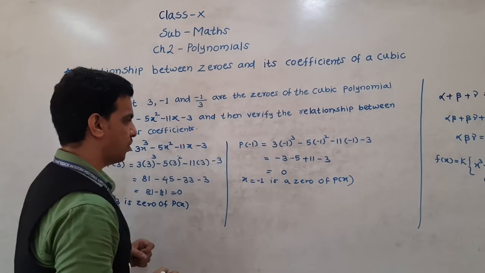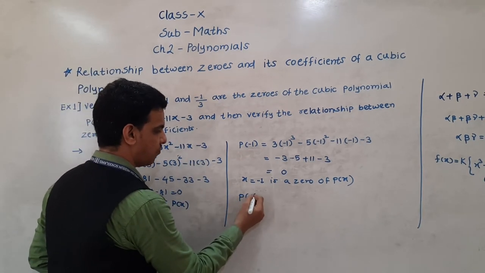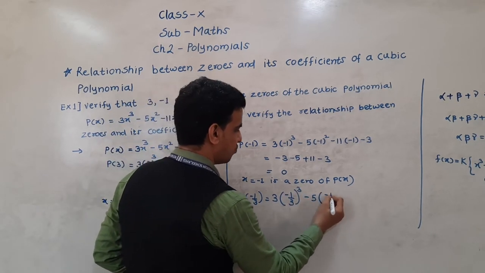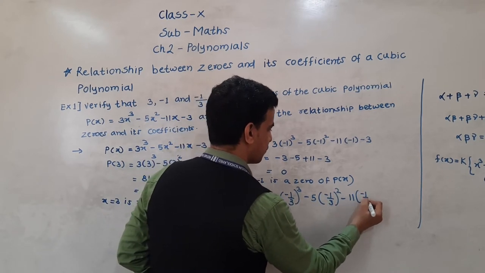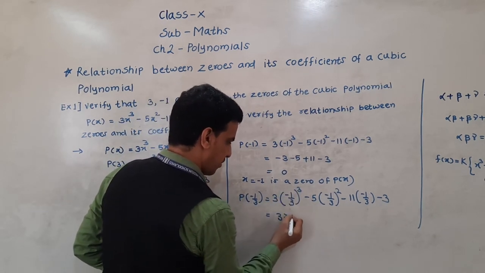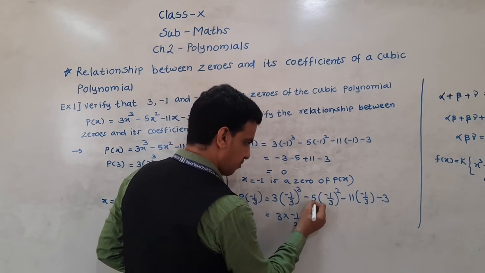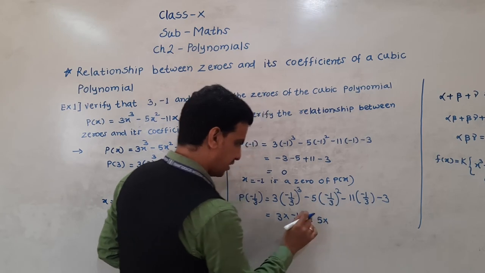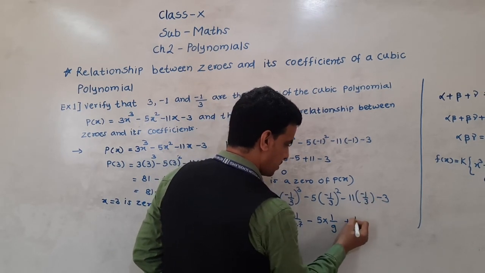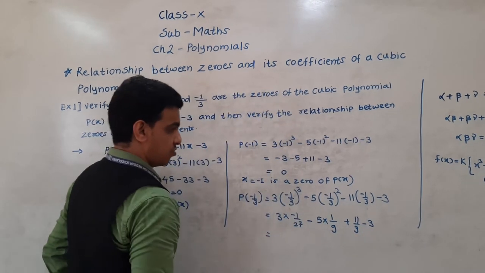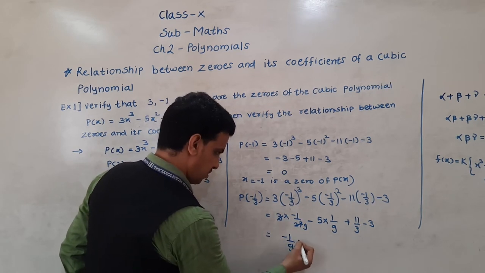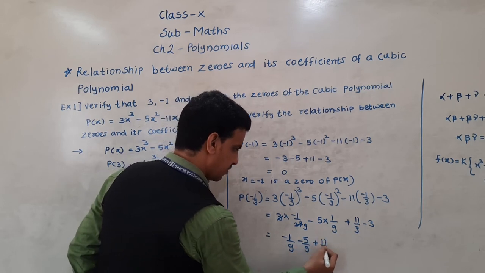Okay, similarly we have to verify minus 1 by 3. So p of minus 1 by 3 is equal to 3 into minus 1 by 3 cube minus 5 into minus 1 by 3 square minus 11 into minus 1 by 3 minus 3. If you verify this, minus 1 by 3 cube is minus 1 by 27. This is minus 5 as it is, minus 1 by 3 square is 1 by 9, minus 11 into minus 1 plus 11 by 3, and this is minus 3. So 3 9s are 27, so minus 1 by 9, minus 5 by 9, plus 11 by 3 minus 3.